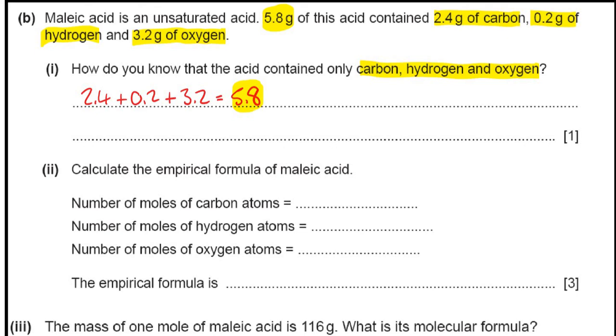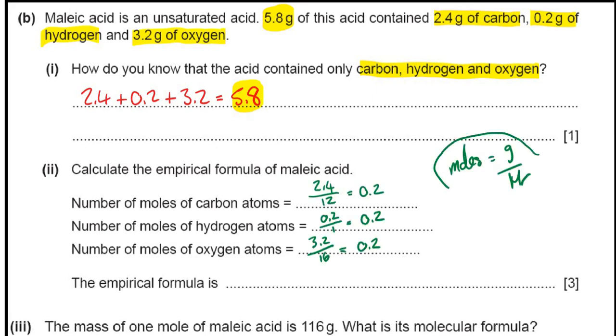So now with that information, we can now work out the empirical formula. Now don't worry about the word maleic acid. They'll always give you something you've never seen before to see if you can apply your knowledge to new situations. So you don't even know what the formula of maleic acid is. You don't need to know it. You just need to work out the empirical formula, and then we can work out what the molecular formula is. So don't worry if you've never seen maleic acid before. Just follow the same steps as what you've always done.